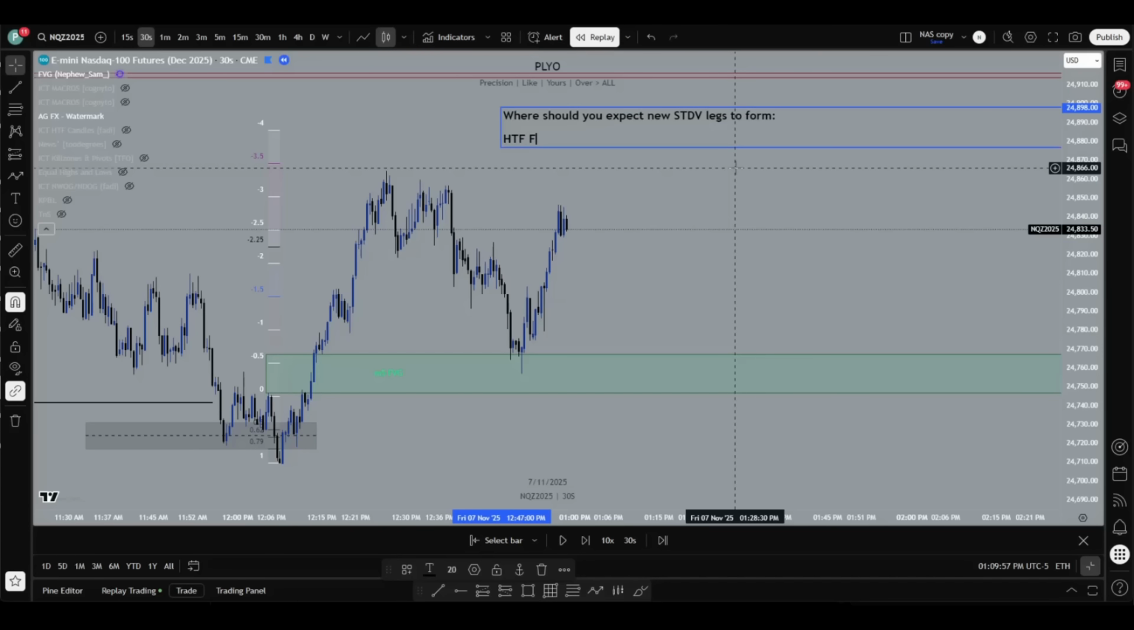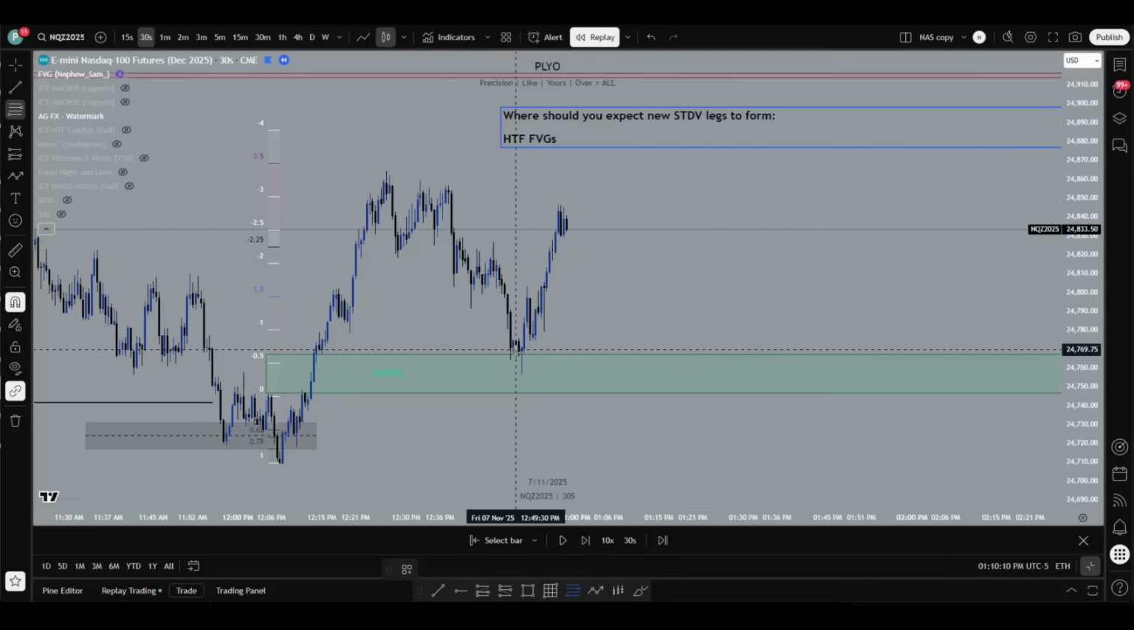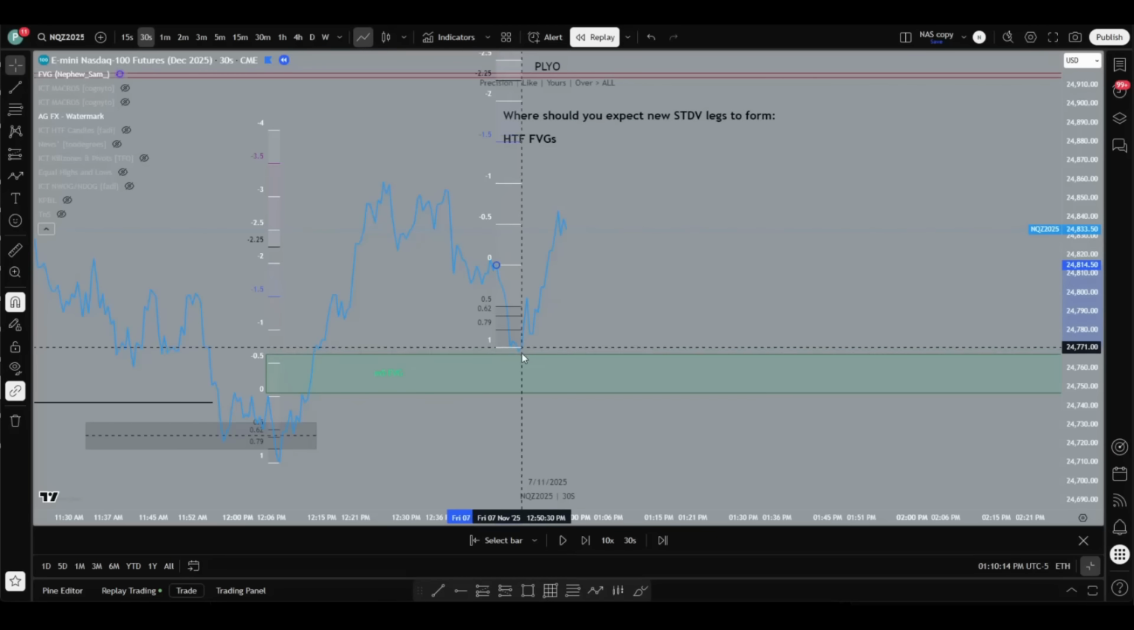Higher time frame FEGs for one. Basically, any higher time frame PD array, truly, is where you want to see your lower time frame standard deviation or new manipulation leg, because it's going to tell you how far the 5 minute's willing to go off of this FEG, pretty much. That's what this is.